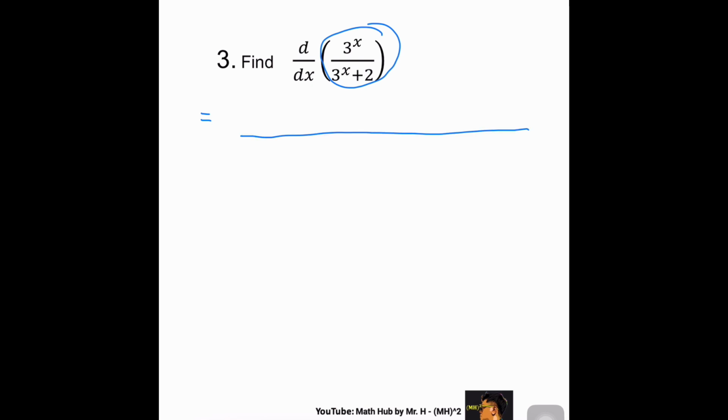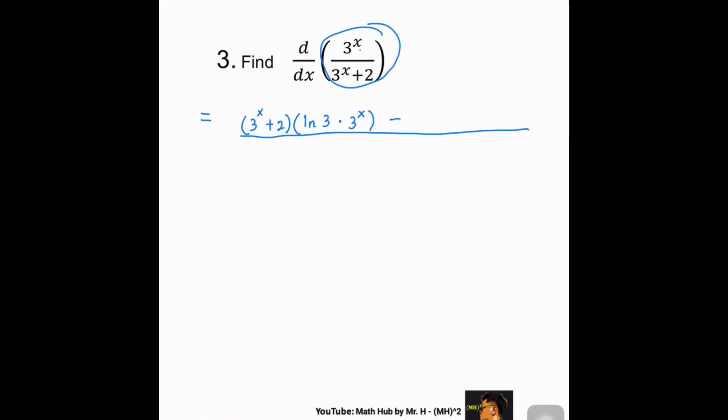So we take the denominator, which is 3 to the power of x plus 2, times the derivative of the numerator. The derivative of 3 to the power of x is ln of 3 times 3 to the power of x times the derivative of x, which is 1. Okay, it won't change if you write times 1, or if you don't write it, it's okay.